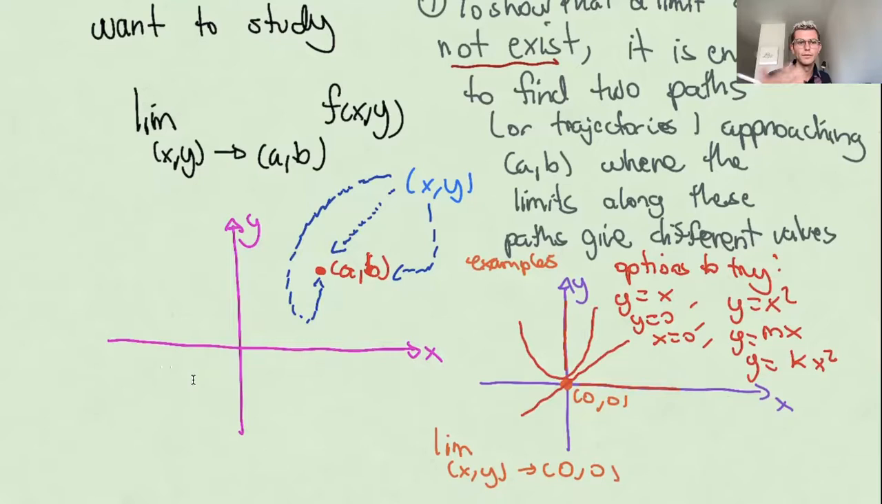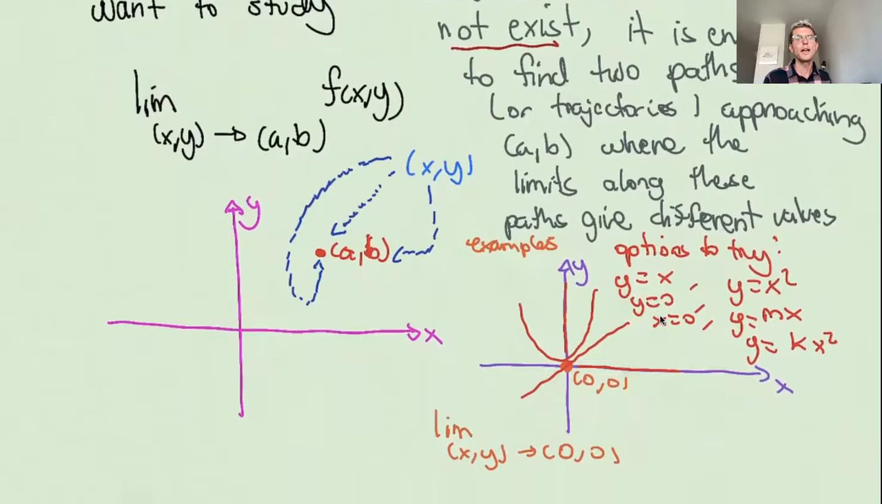And so if, of these candidates, you just find two that give you different values, you're done. Is that making sense? Can you say that again? If you choose two of these paths or trajectories and you find the limit along each and they give you different numbers, then you can conclude that the limit does not exist. It's the analog of the one-sided limit from the left being different from the one-sided limit from the right. Right, exactly.